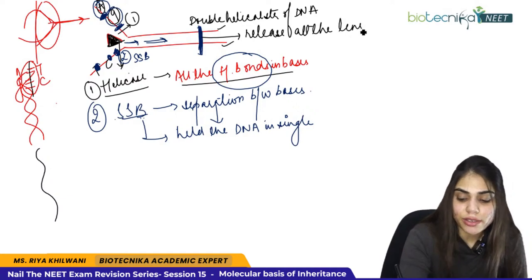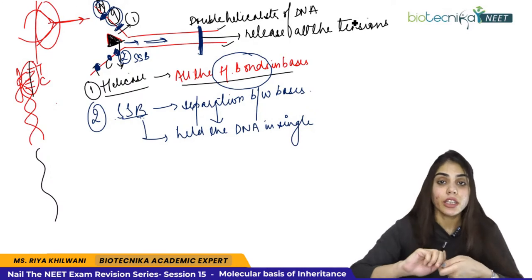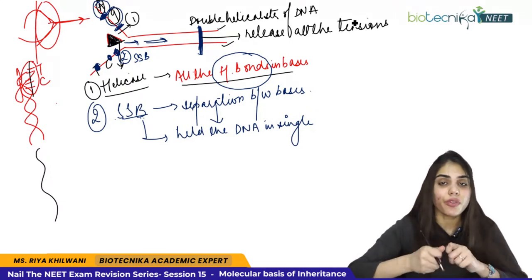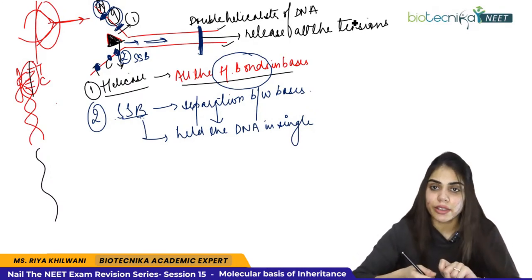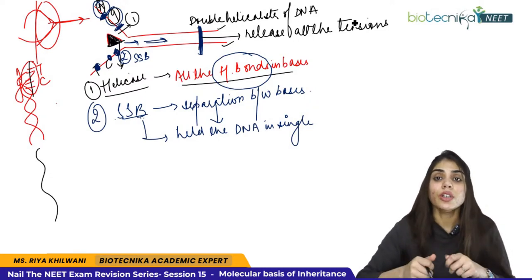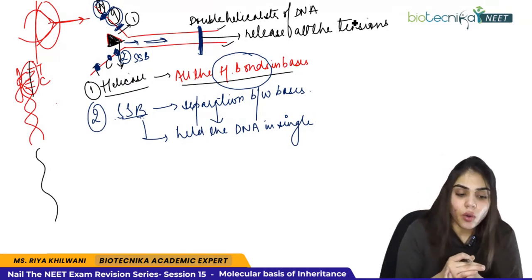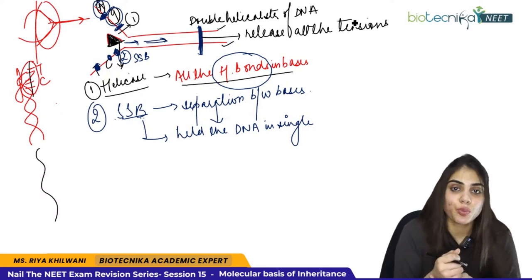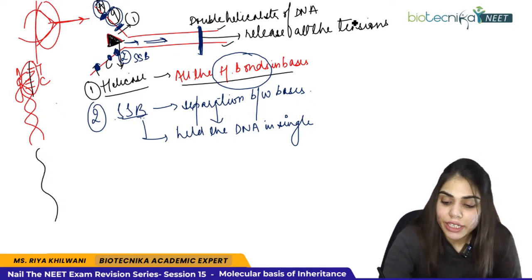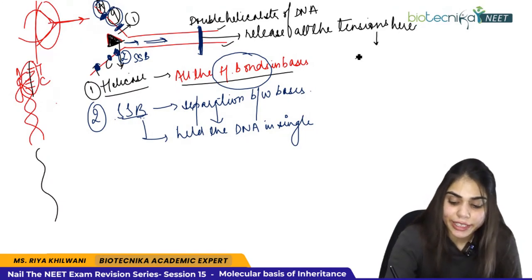Once these tensions are released, what kind of tension? It will unfold the DNA, because DNA is folded in the form of a nylon wire or in a helical structure. So it is very important to first release all the tension to unfold these wires. First the wires are unfolded, then only helicase will come into play and break the hydrogen bonds between bases. So it will release all the tensions here. So now the DNA gets unfolded.